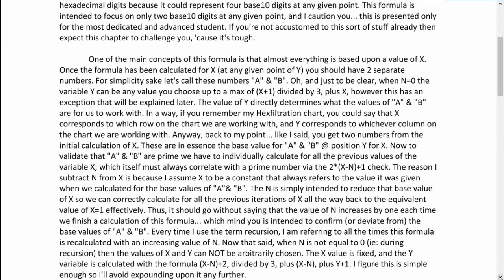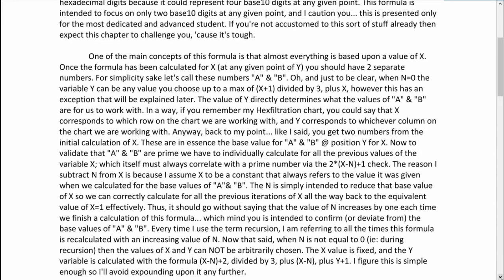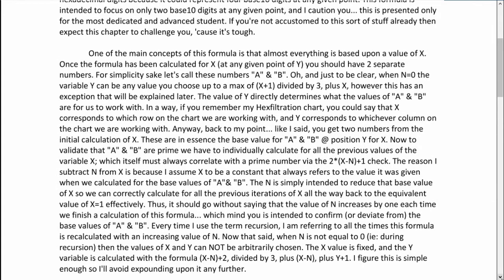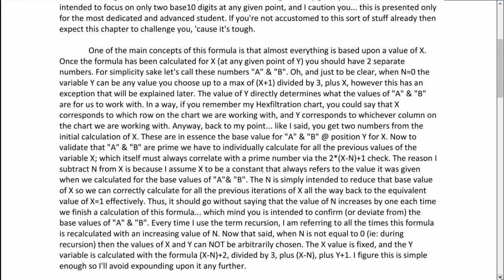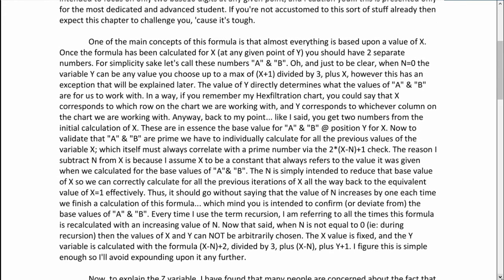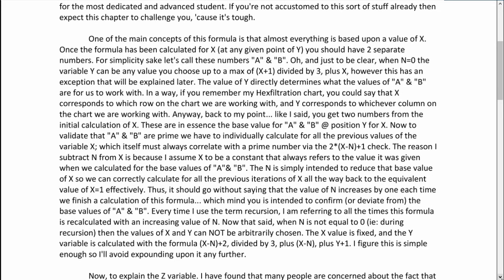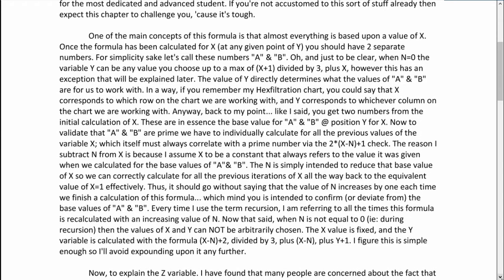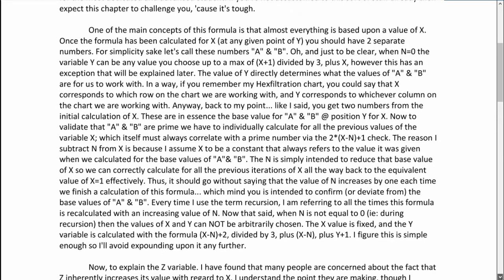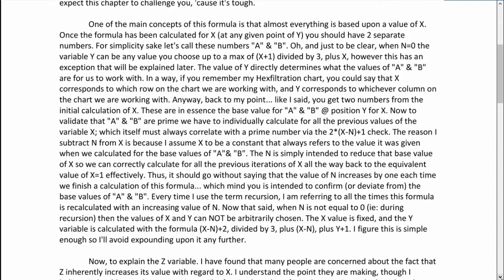One of the main concepts of this formula is that almost everything is based upon a value of x. Once the formula has been calculated for x at any given point of y, you should have two separate numbers. For simplicity's sake, let's call these numbers a and b. Oh, and just to be clear, when n equals 0, the variable y can be any value you choose up to a max of (x plus 1) divided by 3, plus x. However, this has an exception that will be explained later.